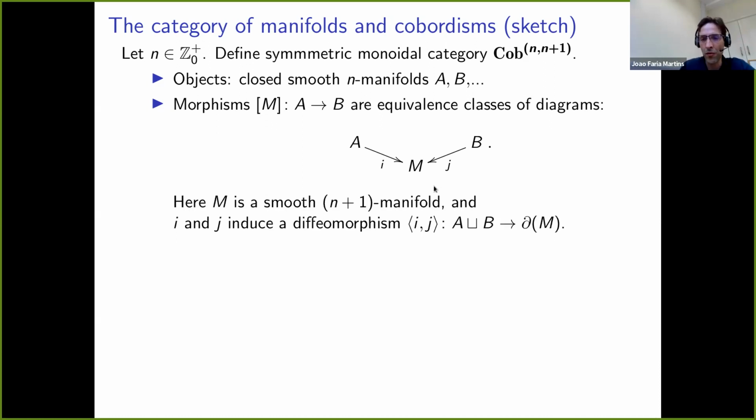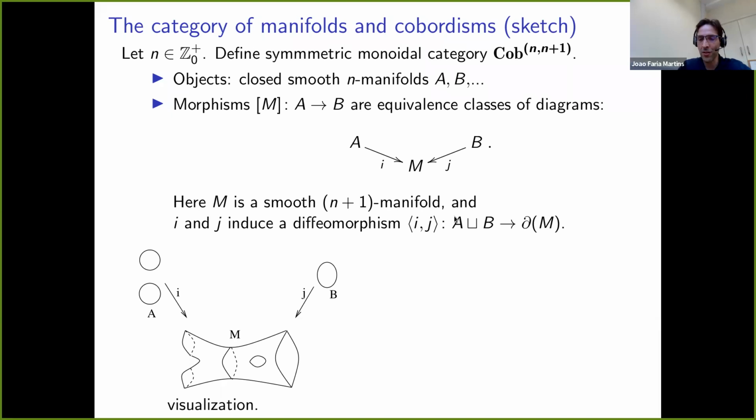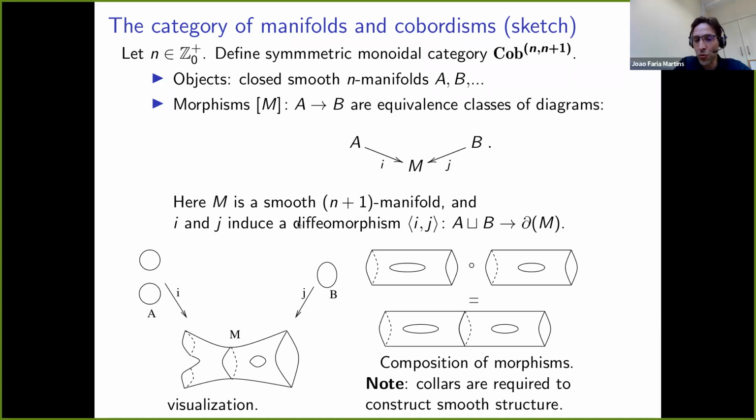So M is a smooth manifold, and I and J together, if I consider the universal map from the disjoint union of A and B to the boundary of M, this induces a diffeomorphism. So the visualization is as it is here on the bottom left corner. And as usual, the composition of morphisms is obtained by gluing, and there are several details to check that this is all well defined. For example, collars are required to construct smooth structure, to construct identities. Things are actually slightly more complicated than implied in the literature, but this has been worked out properly several times.